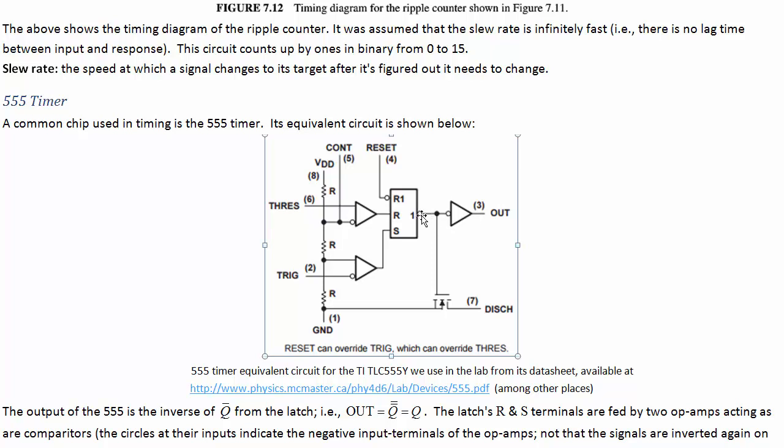All right, the output is taken from the inverse of the Q bar output. These circles mean inverse, so inverse of the Q bar output of this flop. So it's like it's taken from the Q output. Let's look at these things.